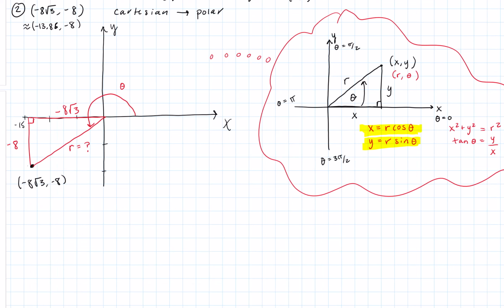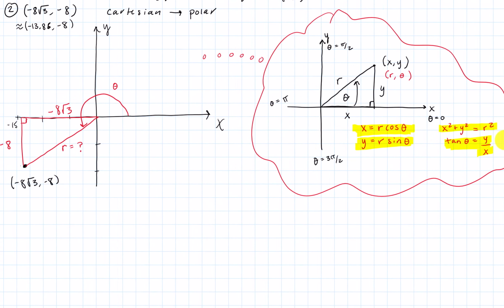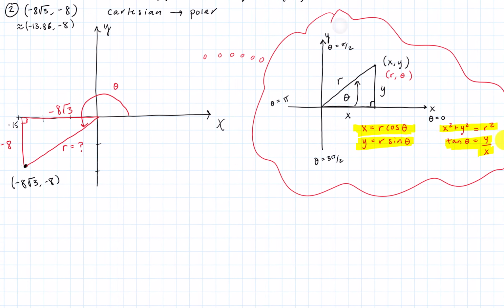And in this case, because we're converting from Cartesian over to polar, we can lean into these two relationships. We can find the angle by looking at the tangent ratio of y over x, and we can find the radius, the r value, or the hypotenuse of that triangle, using the Pythagorean theorem. So x squared plus y squared equals r squared. So let's start there. We know that our x is -8, so -8 squared plus (-8√3) squared equals r squared.